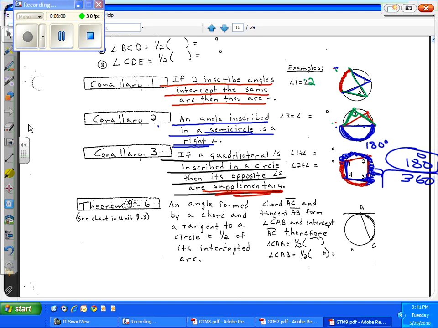So we have a rule, a theorem about inscribed angles. An inscribed angle is half the measure of its intercepted arc, and three quick corollaries that come from that theorem.